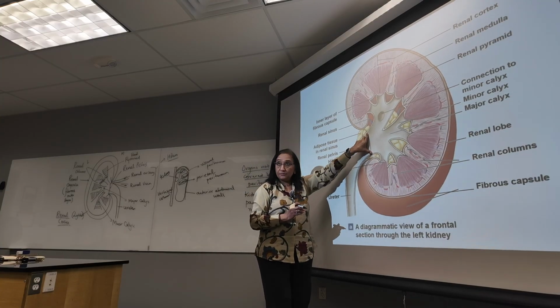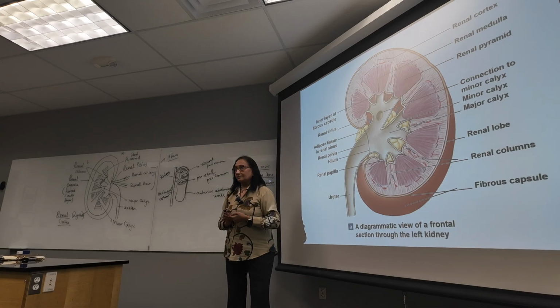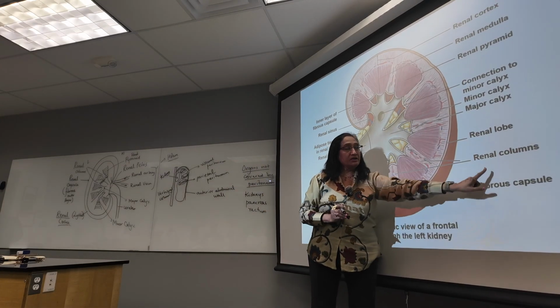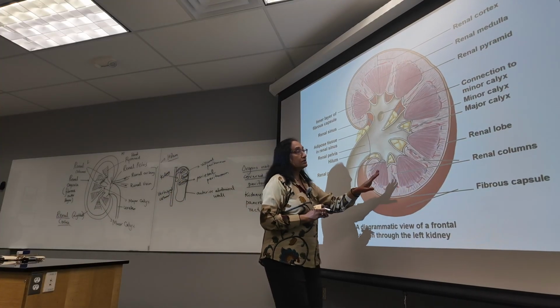Okay, this tube is the renal pelvis. This will continue down as the ureter. And the pale regions in between the pyramids are called renal columns. Okay, they are called renal columns.